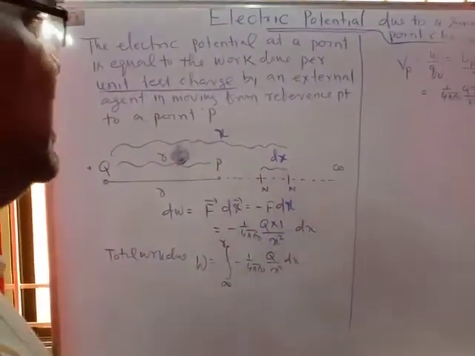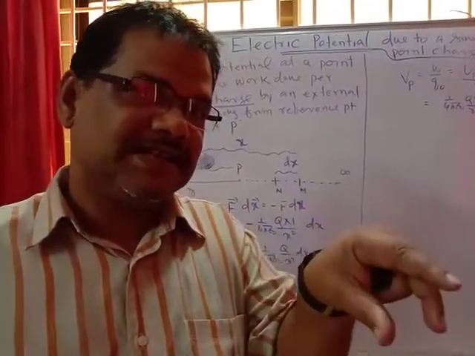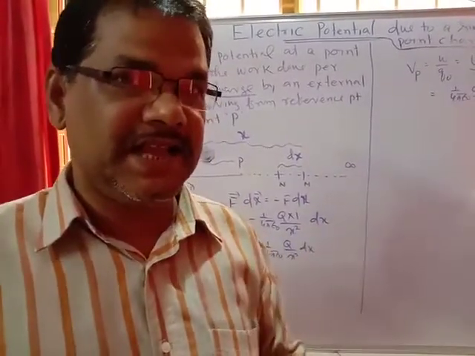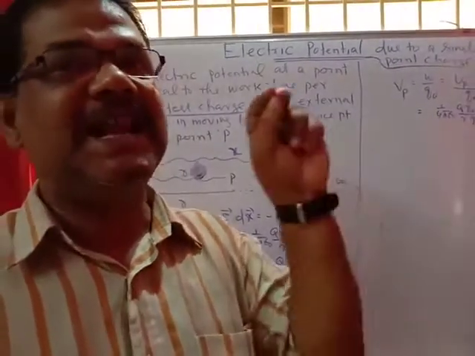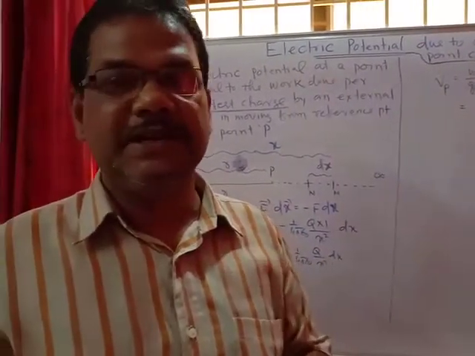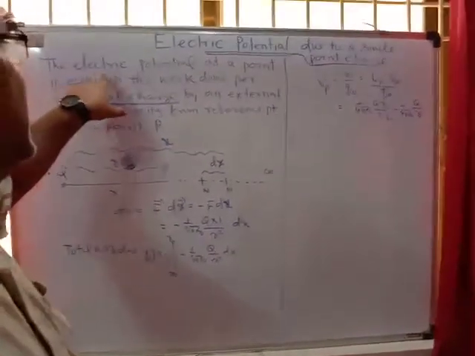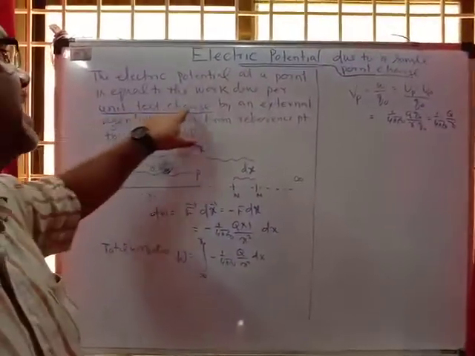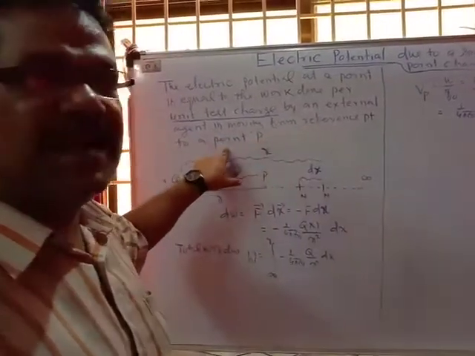In the last video, when calculating the potential energy, one is the rest charge which is creating the electric field, and we bring another charge in. But in case of the electric potential at a point in the electric field, that moving charge will be considered the unit positive test charge. The electric potential at a point is equal to the work done per unit test charge by an external agent in moving from the reference point to that point P.